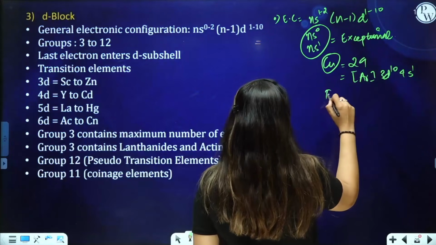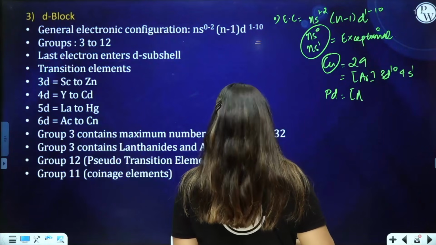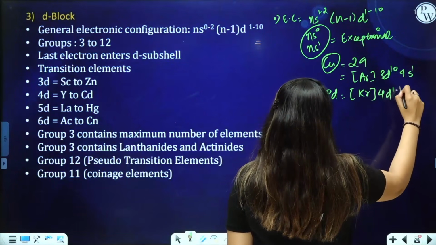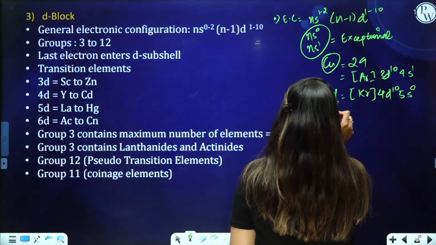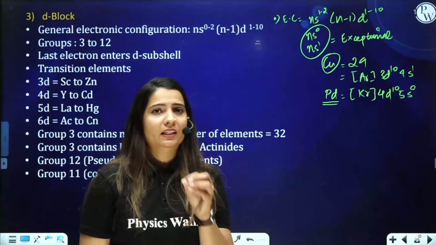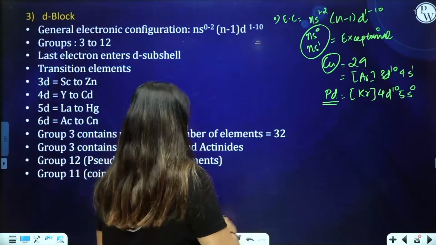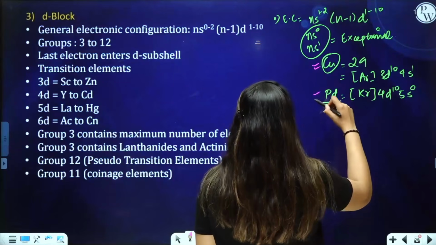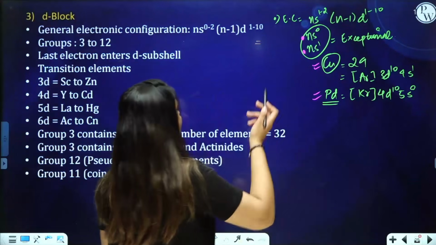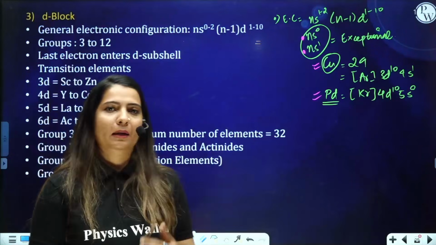If I write palladium, it has the electronic configuration of krypton 4d10 5s0. If we write this s0, that is only because of palladium, because palladium is the only element in the d block which has the electronic configuration s0. So with the help of these examples you can see that we have some exceptional electronic configurations of ns0 and ns1, which change the configuration from ns1 to 2. We change it as ns0 to 2. It can be anything, right?